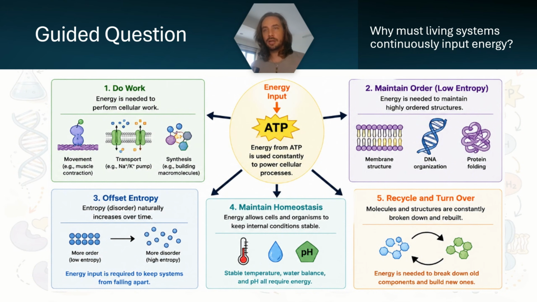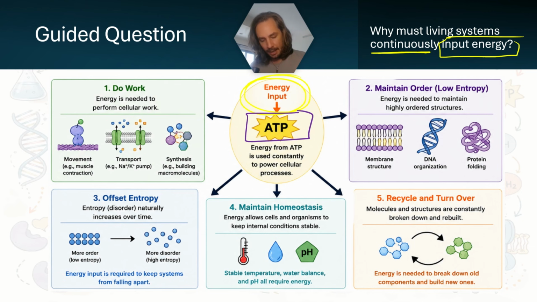The guiding question I want you to keep in mind today is: why must living systems continuously put in energy? Like, why do we constantly need to generate ATP? So cells need constant energy input, okay, in the form of ATP. Now, this is the energy currency that cells use to power cellular processes. And we do this to do work, okay?